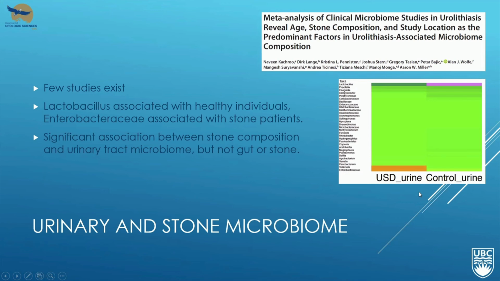There was a significant association between stone composition and the urinary tract microbiome, interestingly, but not the gut or the stone, which may suggest that there may be a local effect on the urinary chemistry along the urinary tract, which is modulated by the urinary microbiome. However, those same bacteria would have little effect on the actual formation of the stone, as there's no association between the stone microbiome and the stone composition.